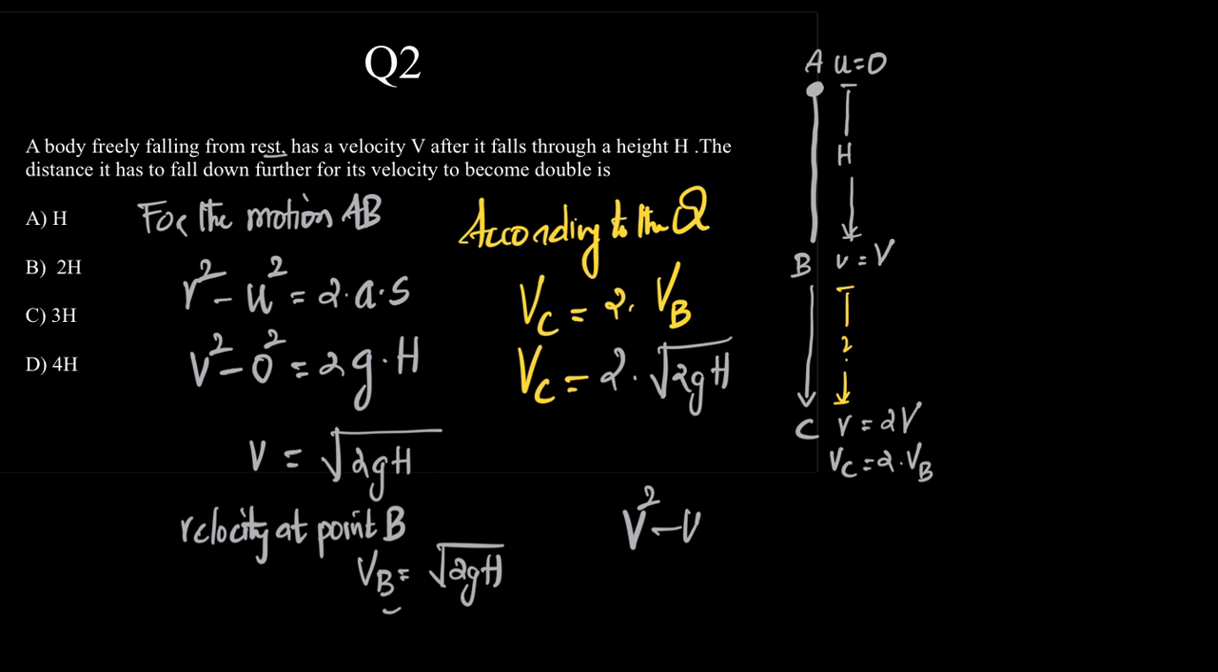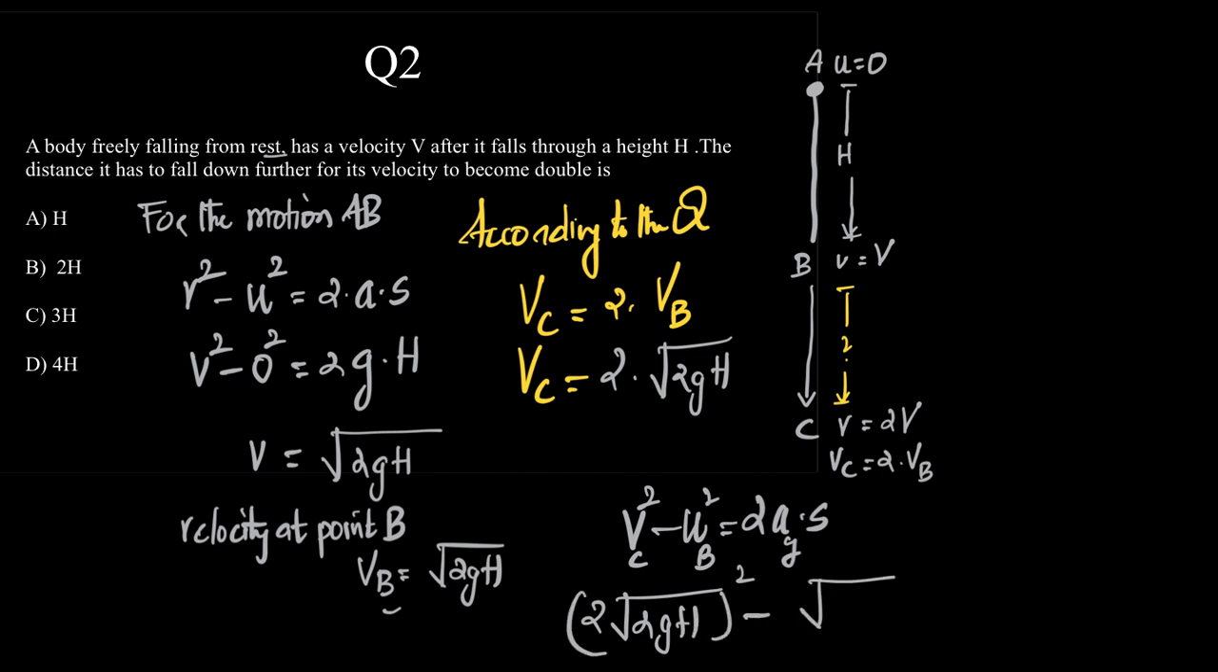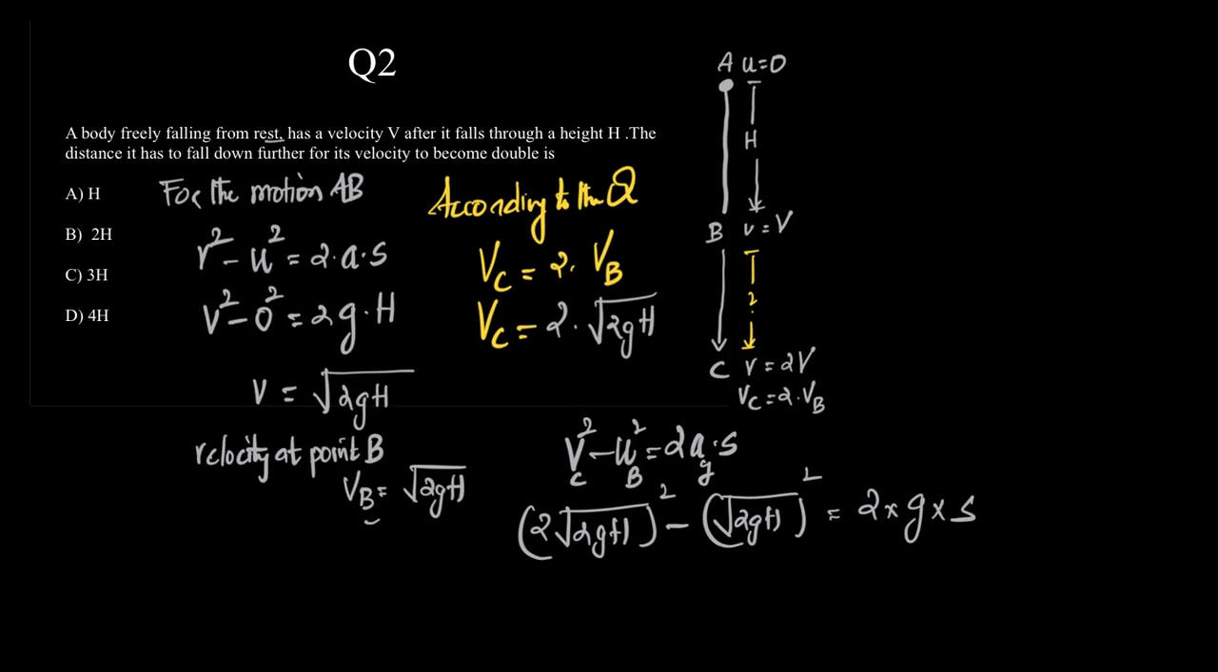V square minus U square is equal to 2as. What is V? V at C. What is U? U is at B. What is A? A is g. So V square is 2 times root of 2gh, the whole square, minus U square, root of 2gh, the whole square, is equal to 2 into g into s, which is what we need to find out.